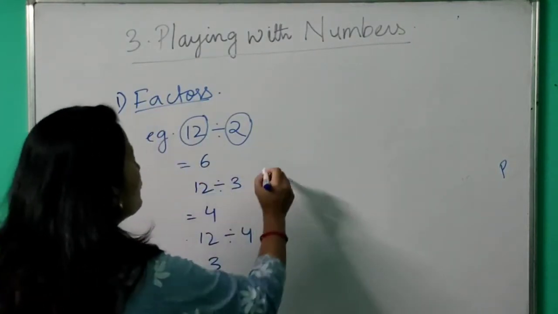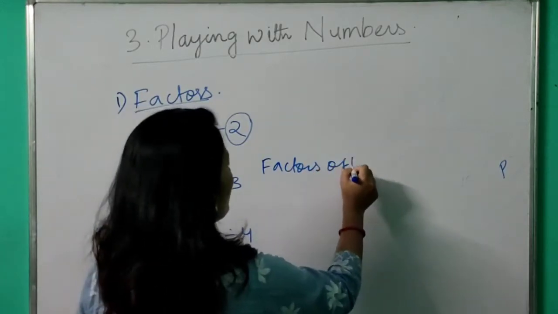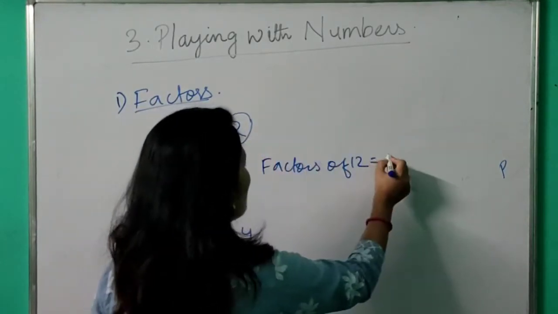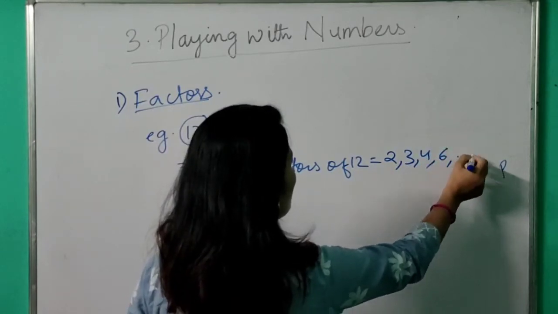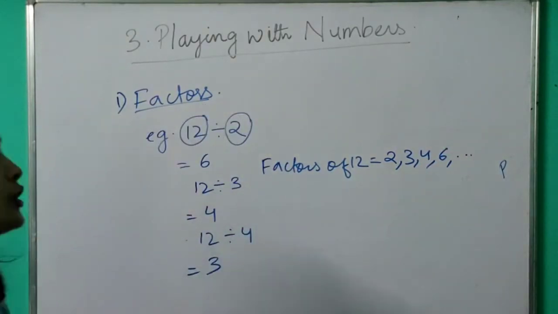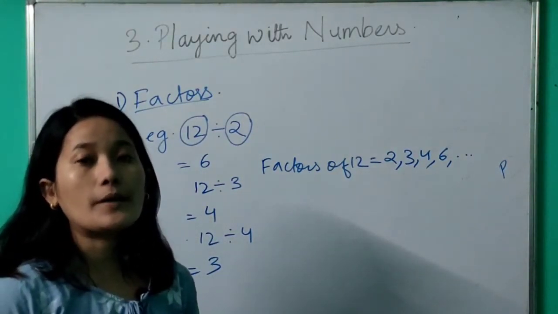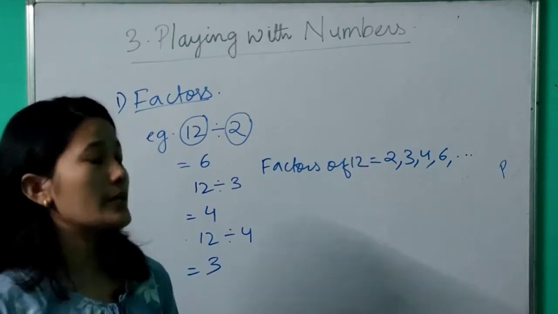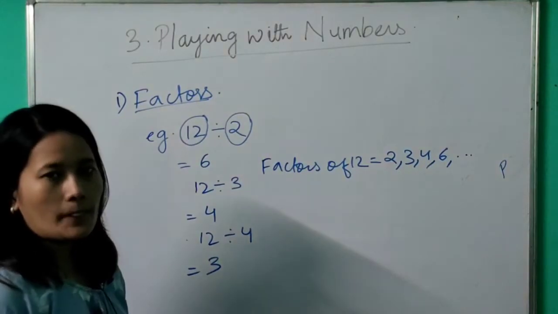So if I ask you to write the factors of 12, then your answer would be 2, 3, 4, 6 and many more. Okay, so what do you mean by factors? Factors means if a bigger number is completely divided by that smaller number, that smaller number is referred to as a factor. So you can look at the example also, right?